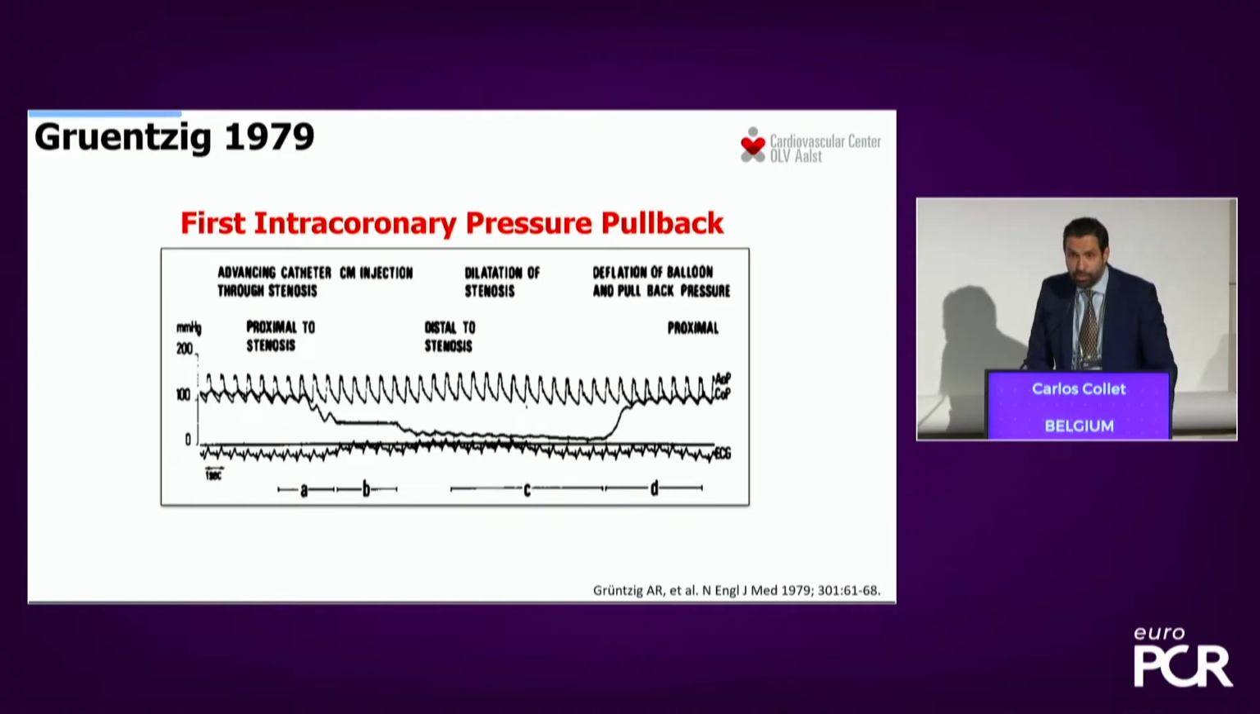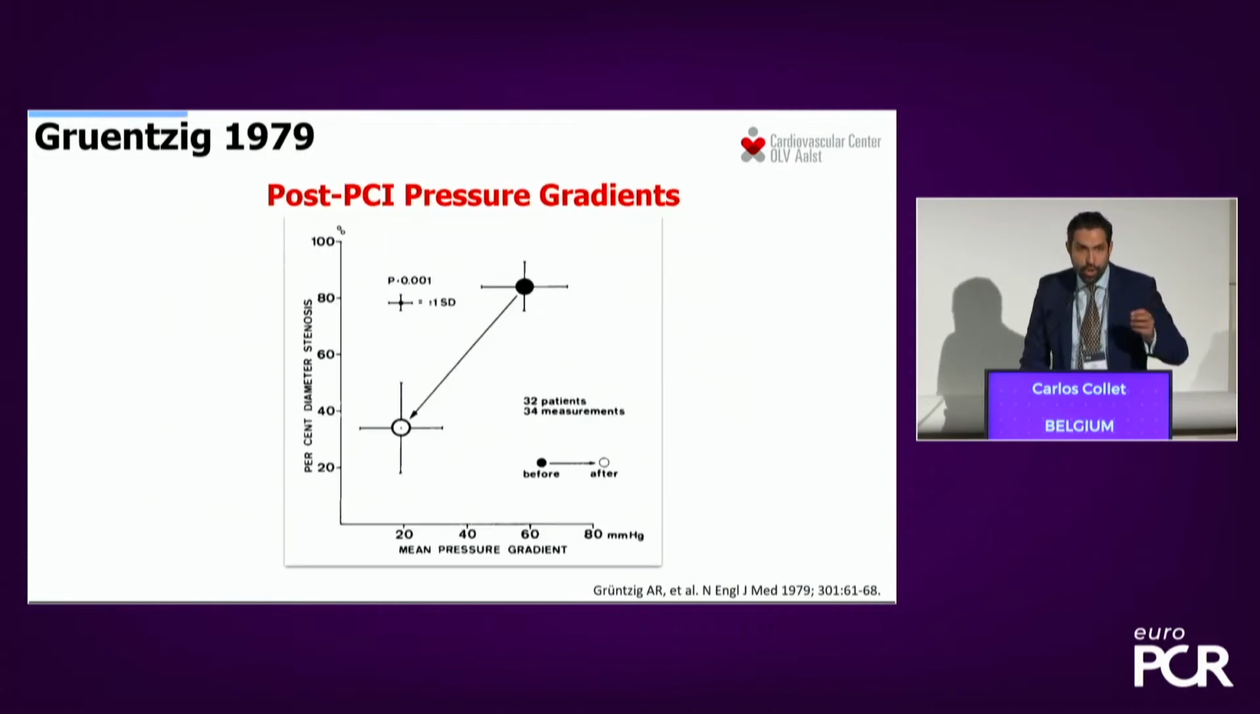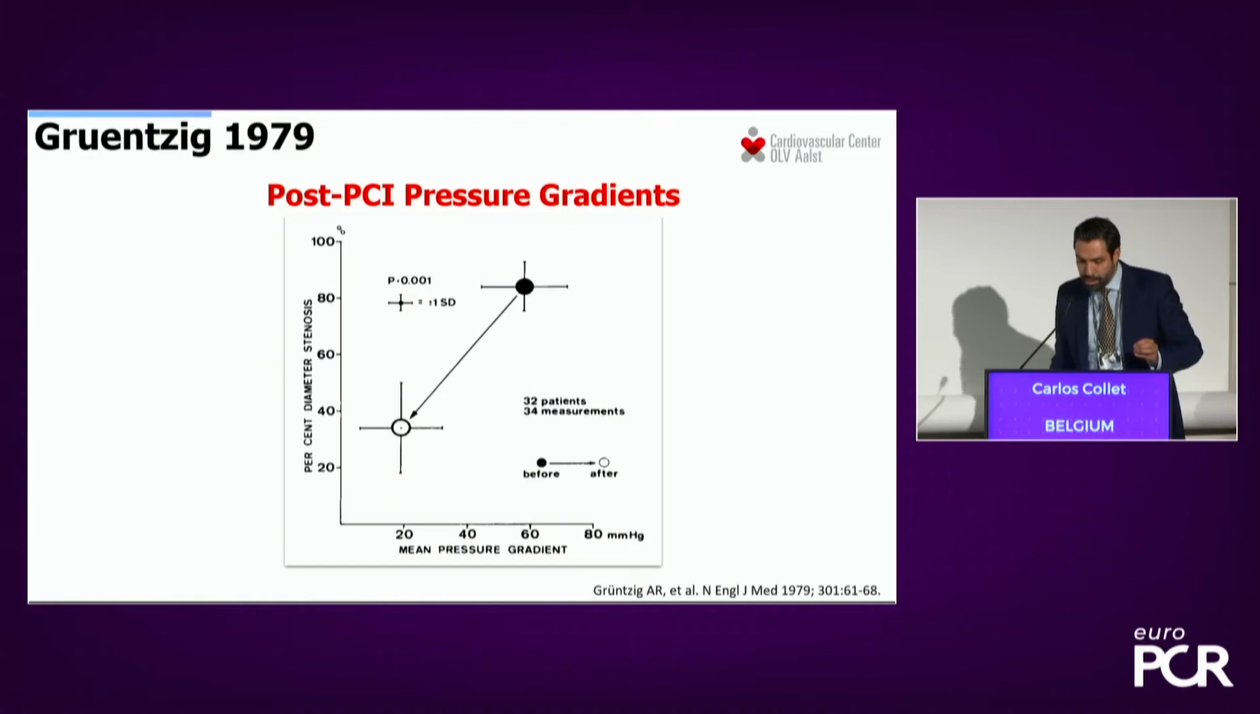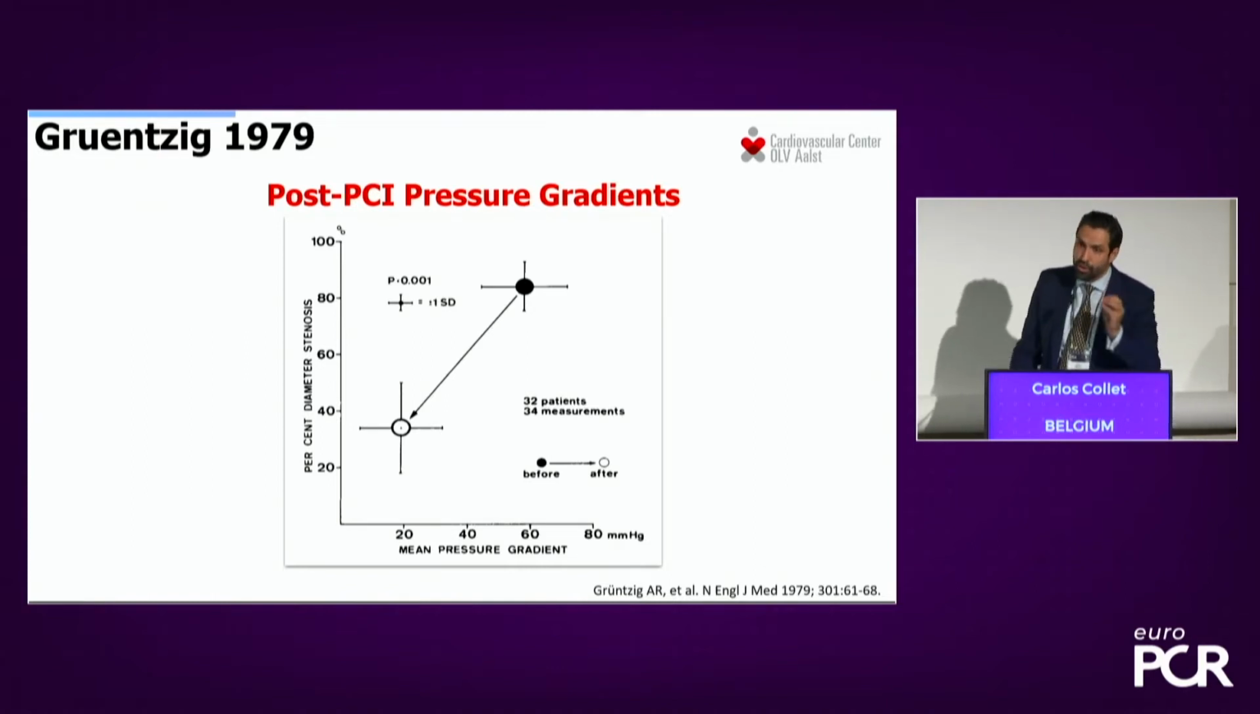And he didn't stop there. He also measured post-PCI pressure, which would be the equivalent today of measuring post-PCI FFR. And you see how nicely he demonstrated that after PCI or after angioplasty, that is the white dot, there is a reduction in the mean pressure gradient.